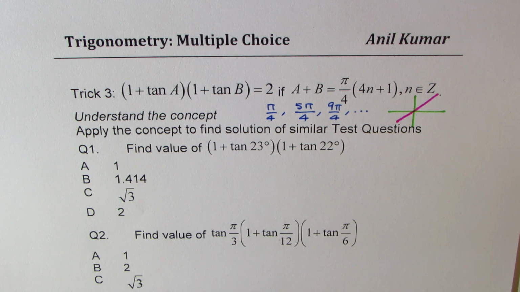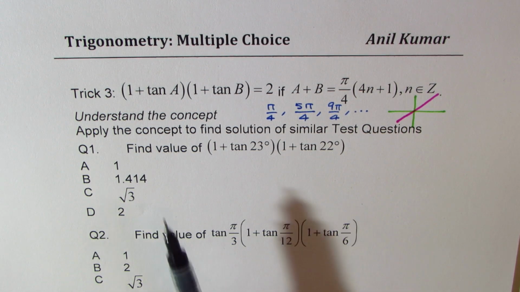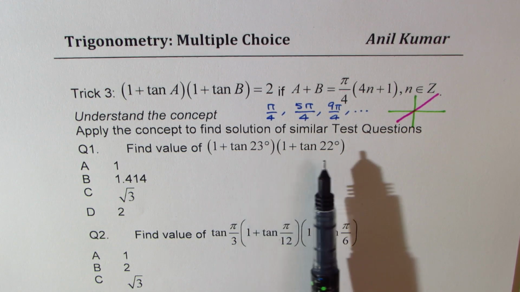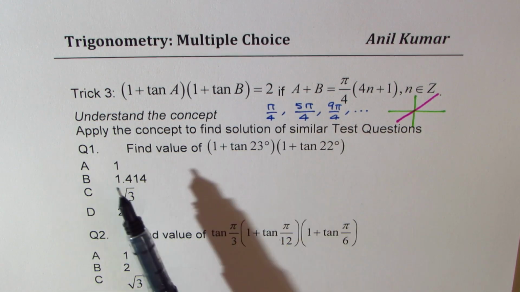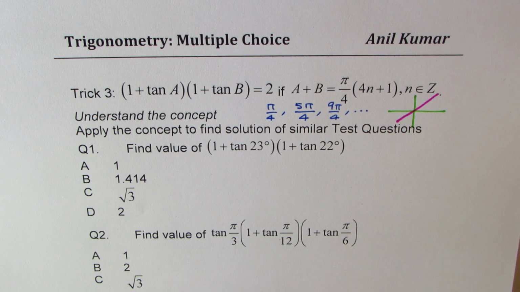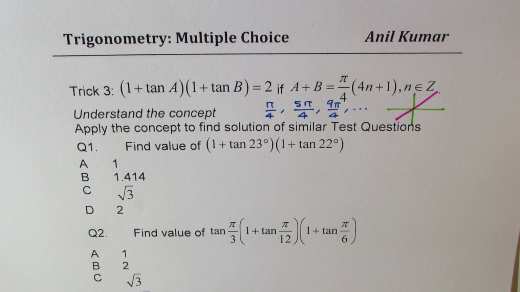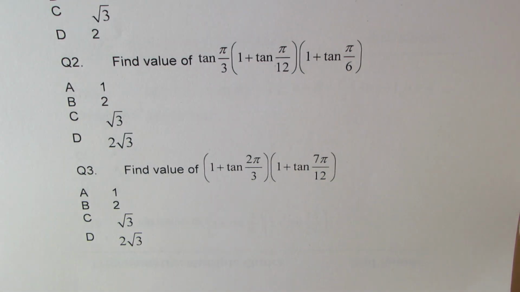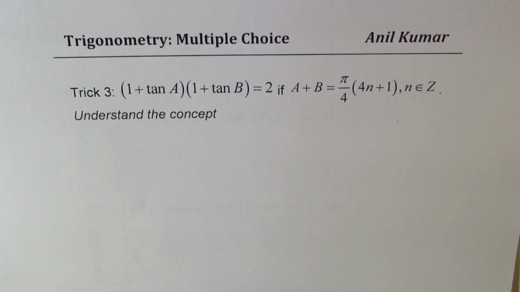Based on this, you could see many questions in competitive exams like shown here. So question number 1, what is the value of (1 + tan 23°) times (1 + tan 22°)? 23 plus 22 is 45, so the answer should be 2. So you don't really have to do much, right? Similarly, we have two more questions which you can solve based on this trick, but the idea is to understand this trick itself, right? So you can copy these two questions also and look into the application of this idea. So what we'll begin with is the basic concept.